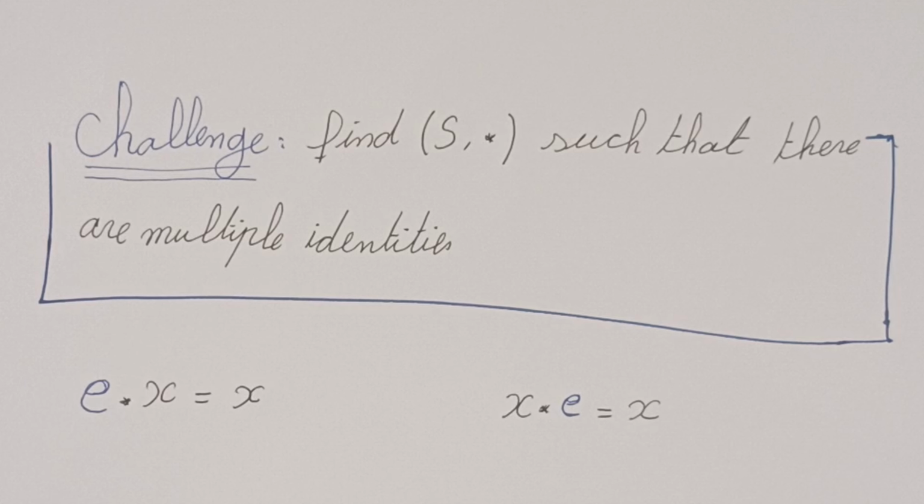Now here is a fun challenge for you. Can you find a set and an operation for which there are not one but many identity elements? Give it a shot and drop your answer in the comment section. But remember, it can be an identity from the right or from the left.